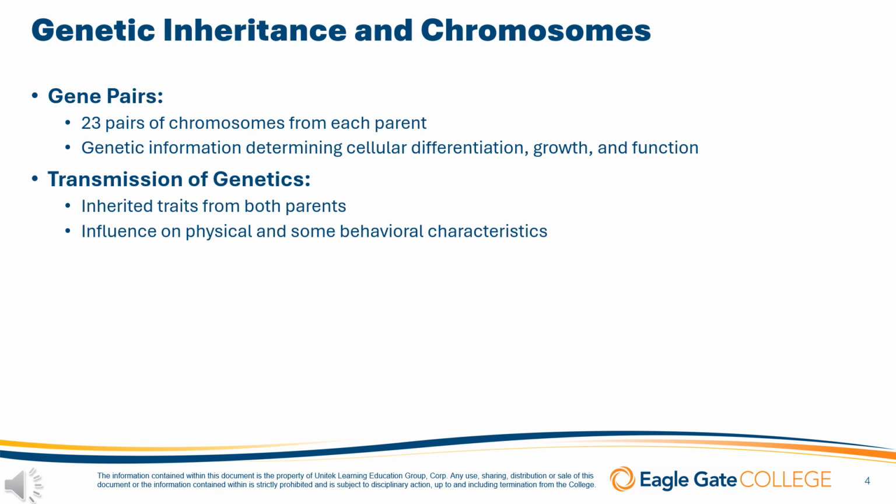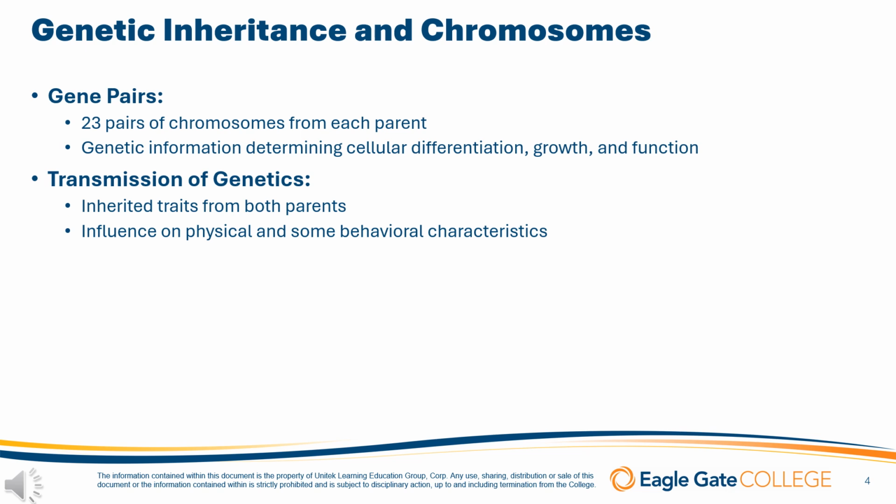The genes we inherit influence many physical characteristics, such as height, skin color, and susceptibility to certain diseases. Additionally, some genes can also impact behavioral characteristics. For example, research has shown that certain genetic variations are associated with behaviors like risk-taking or aggression. However, it's important to note that behavior is influenced by a complex interplay of genetics and environment.